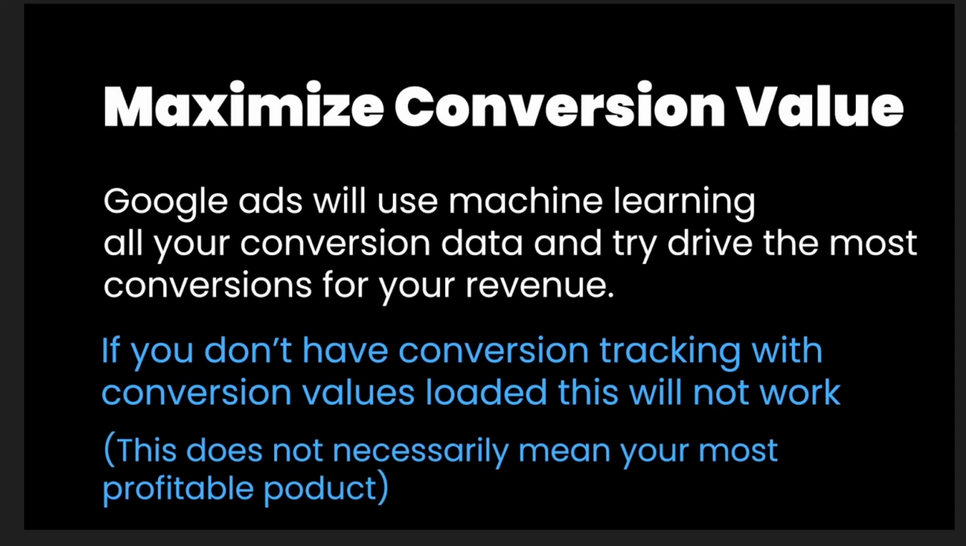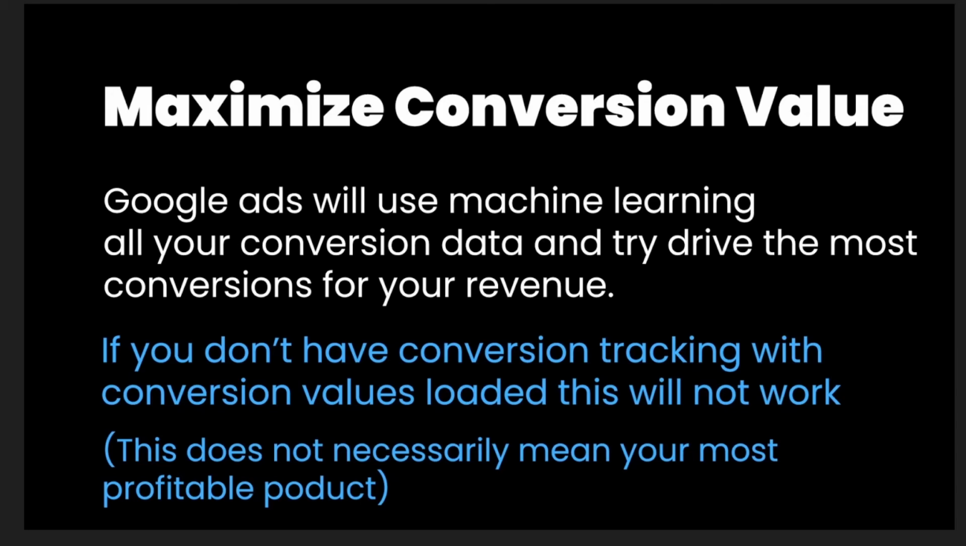Okay, next one is your maximize conversion value. Okay, with maximize conversion value, this one is a bit of a tricky one to understand. Google Ads will use its machine learning and its AI, and it's going to try and take all of your conversion data and drive the most revenue for the least amount of clicks.